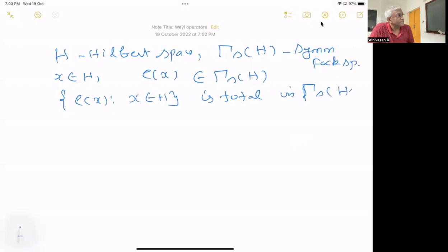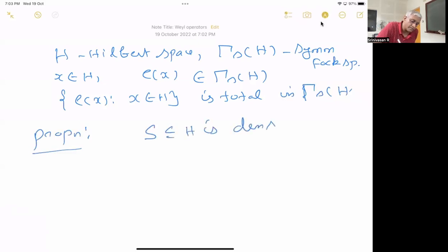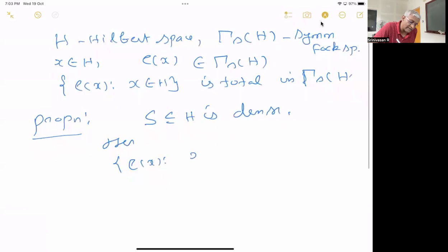Incidentally, I want to say something I think I didn't say. You don't need the whole of H to make it total in this. For instance, if S contained in H is dense, then E of x, x in S, is total. You don't need the whole thing.